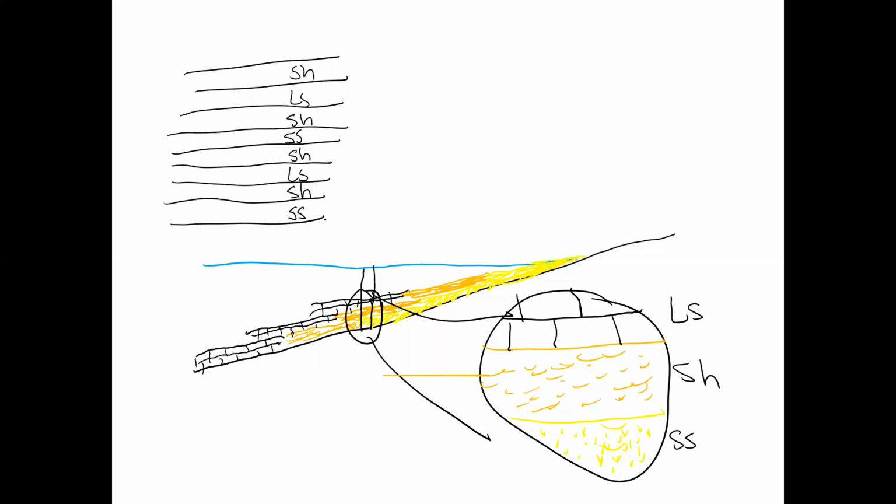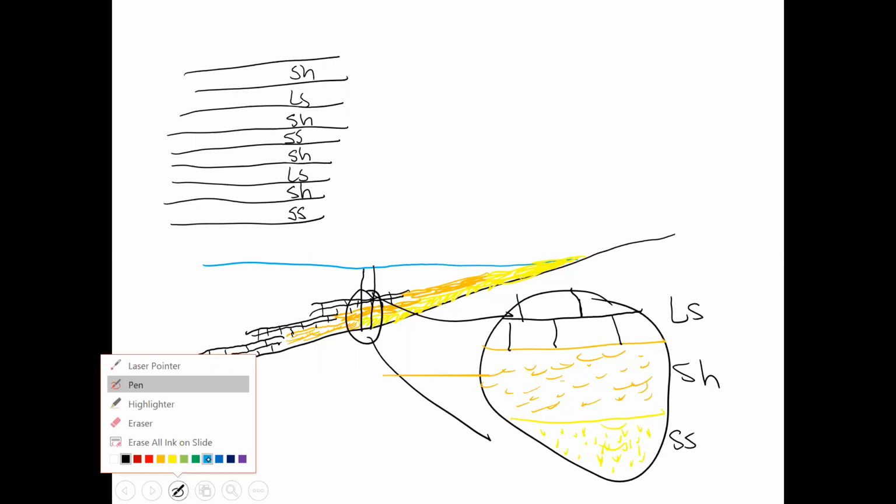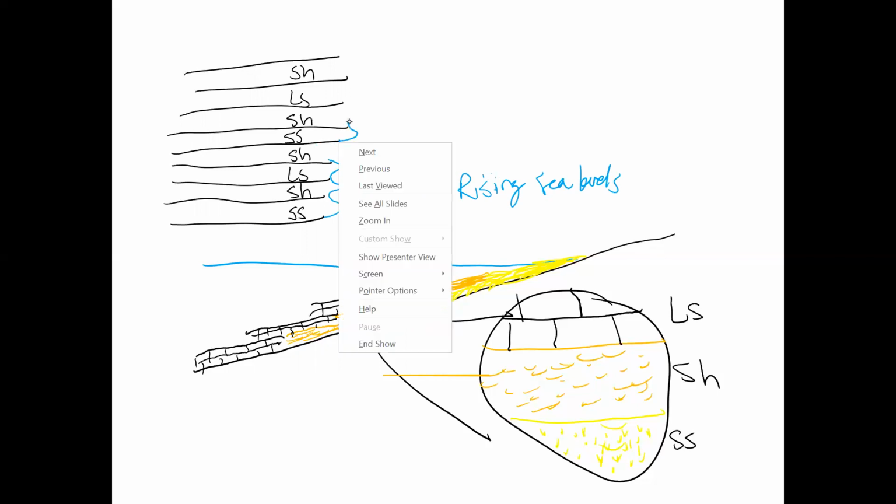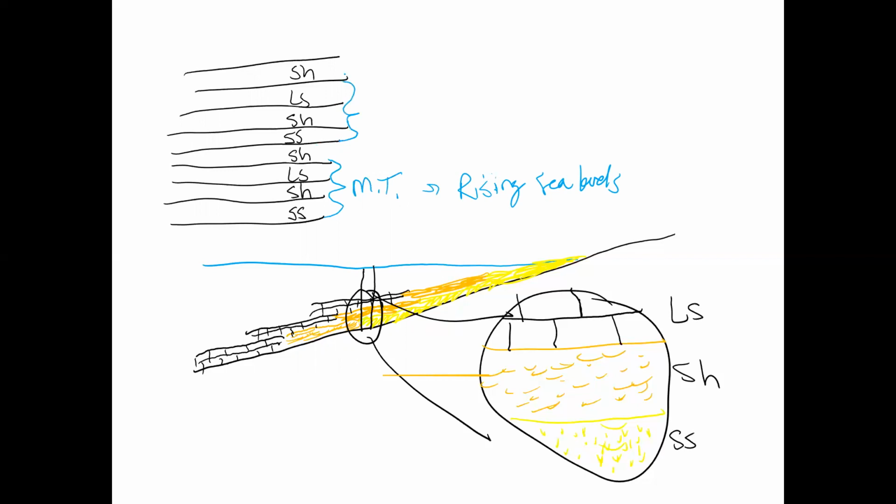What does it tell us? Well, this pattern, I'll use blue for transgression. Every time we see the sandstone, shale, limestone, that was marine transgression, right? Which is rising sea levels. And we see that again right here, right? Sandstone, shale, limestone. Another episode of marine transgression, rising sea levels.